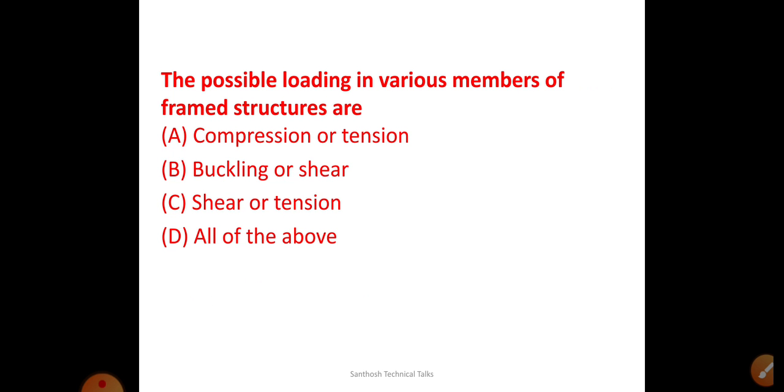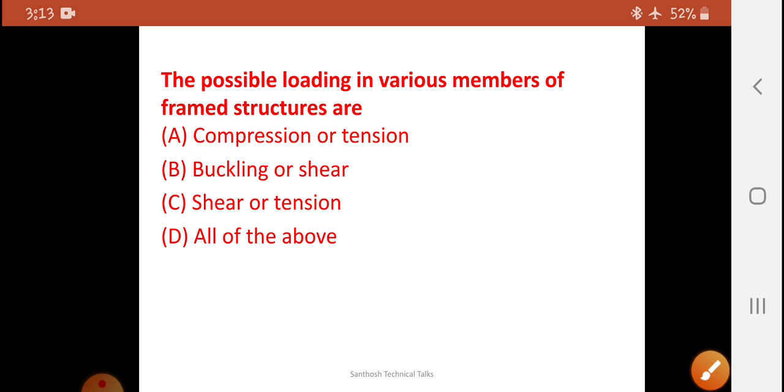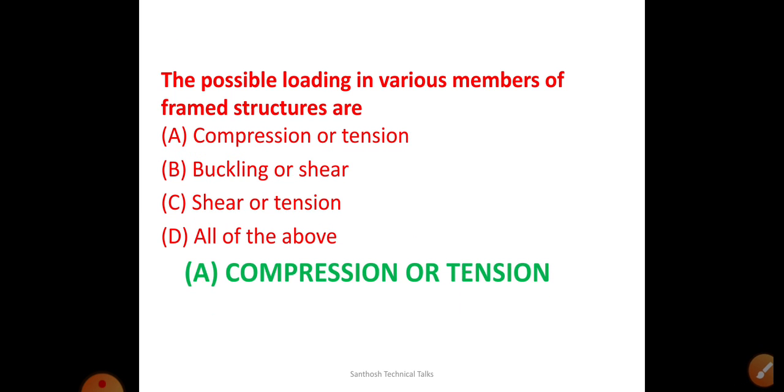And next, a very superb question. The possible loading in various members of the frame structure are only compression and tension. Either compression or tension will act on the members of the frame, not buckling or shear. Those forces will not act. Only compression and tension will be possible on the frame structure.